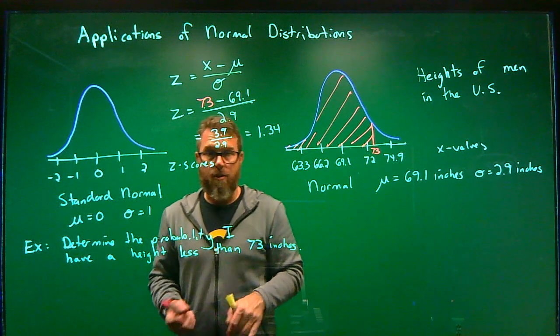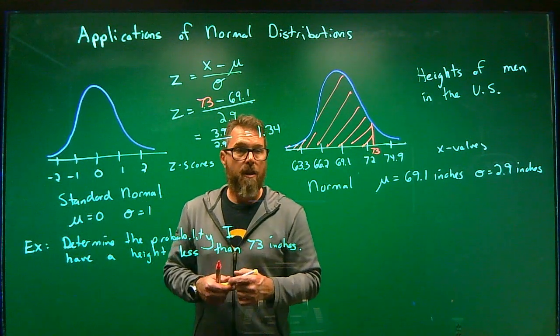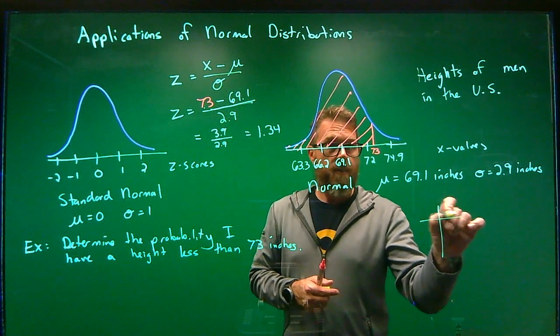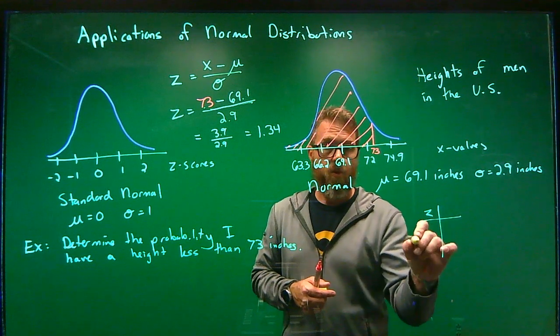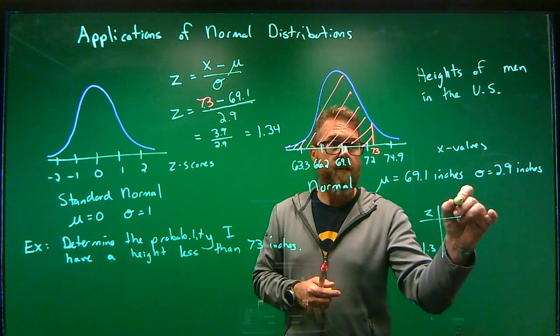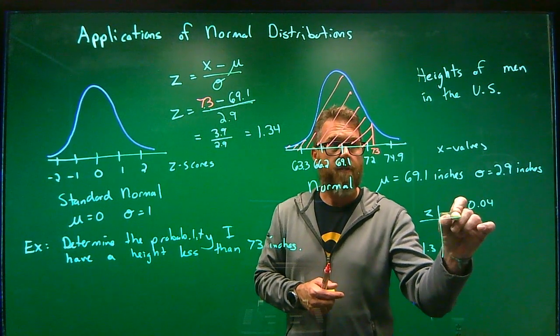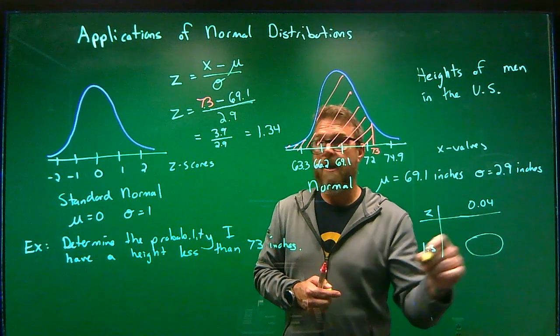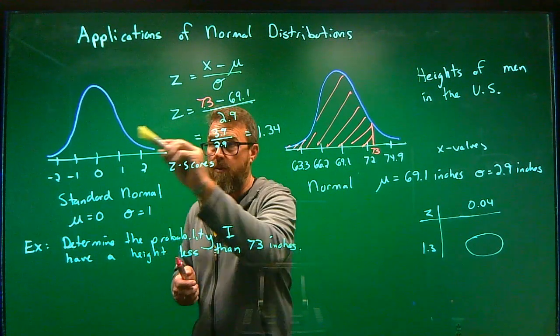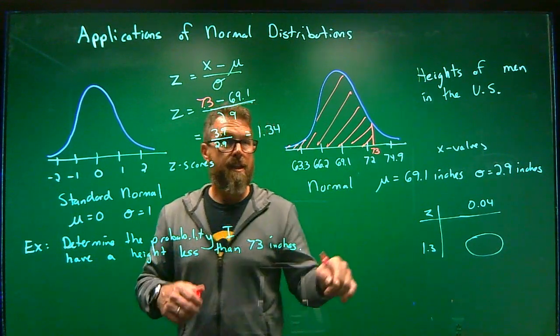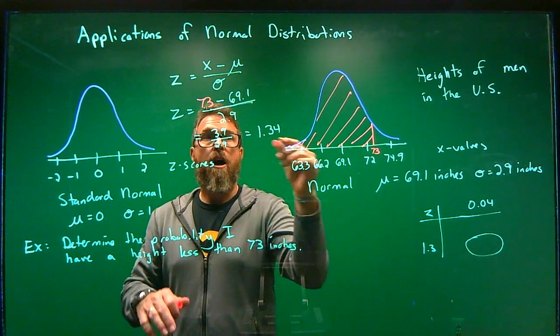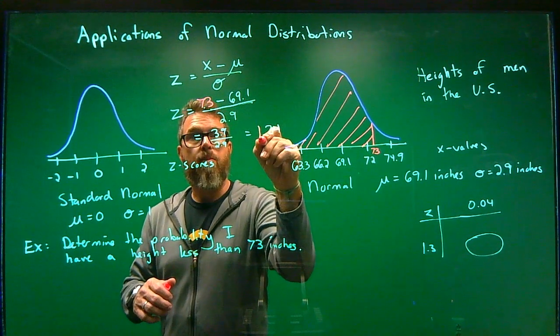So what I have to now do is go to my z-score table. Remember again your z-score table. This is your z-score, and I need to go 1.3 here, and I need to go 0.04 here in the positive z-score table. And this is going to represent this area over here. Now the idea is that 73 correlates to this 1.34.